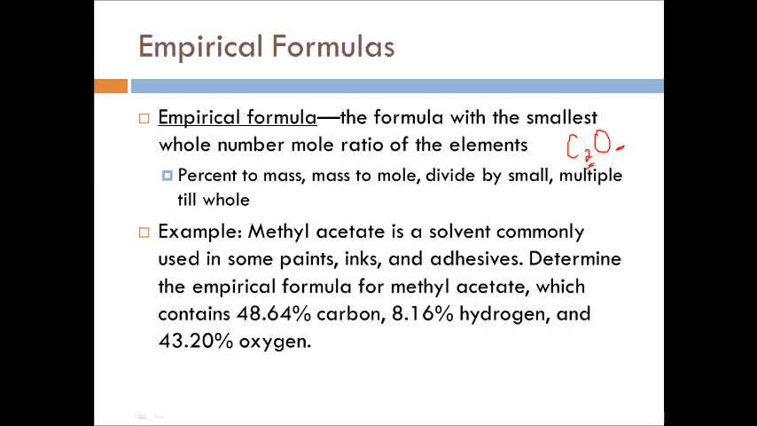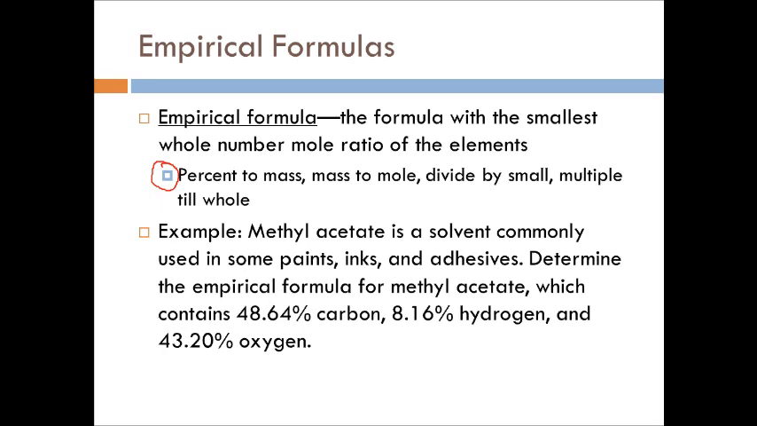Now, the process to do this is basically 4 steps. And there's a little rhyme here that we talked about in class. Hold on, let me clear the screen so that it's a little bit easier to read. Alright, so what we're going to be looking at here is the little rhyme. It says percent to mass, mass to mole, divide by small, multiply to whole. So percent to mass is changing the percentages to grams. Mass to mole is converting from the grams to the moles. Divide by small is dividing by the smallest number of moles. And then multiply to whole is if we get a fraction, so if we get a 0.2, 0.5, something like that, we're going to multiply till we get whole numbers.